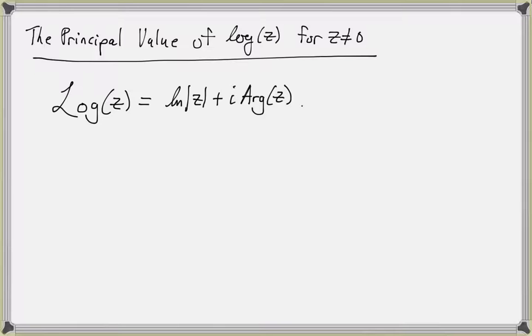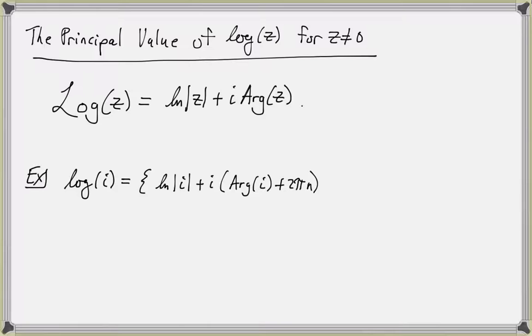Let's look at some examples. So first, let's look at log of i. Well, log of i will be a set of values, and it will be equal to the set of values that look like the natural log of the absolute value of i plus i times the principal value of the argument of i plus 2 pi n, such that n is an integer.